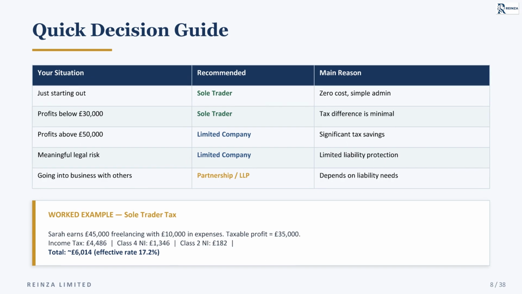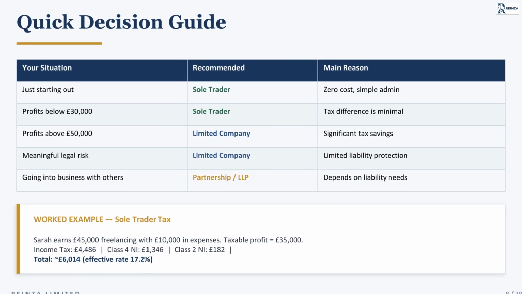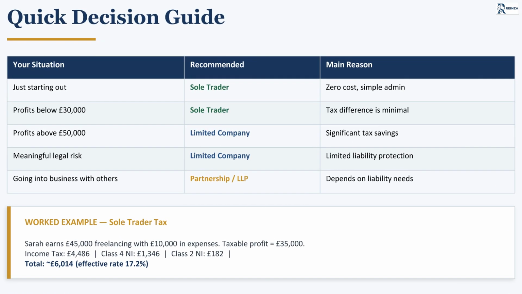So how do you choose? Here is a quick decision guide. If you are just starting out and your income is uncertain, go with sole trader. It costs nothing and keeps things simple. If your annual profits are below £30,000, sole trader is also the better option. The tax difference at this level is minimal, and the extra costs of running a limited company would eat into any savings.